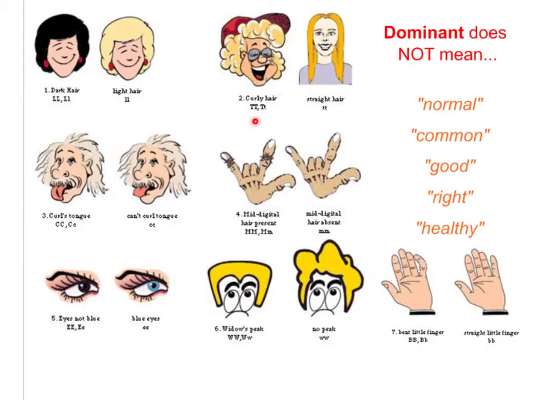Curly hair can be both homozygous dominant or heterozygous. That can show the expression of curly hair. Straight hair is recessive. These are just some different traits we've talked about. The curling tongue, if you cannot curl your tongue, that's recessive. But dominant, it doesn't mean that those who can curl their tongue are good or right or somehow better. It just means that that is the one that shows and is expressed. It's just the way we term things in genetics.